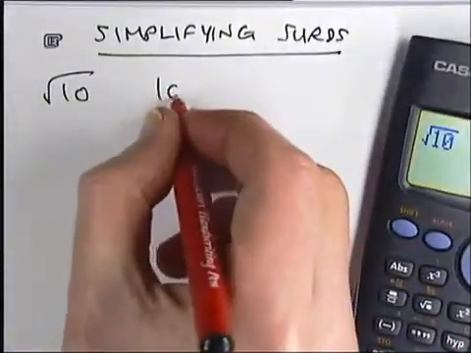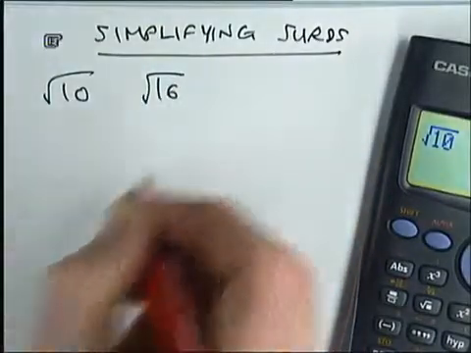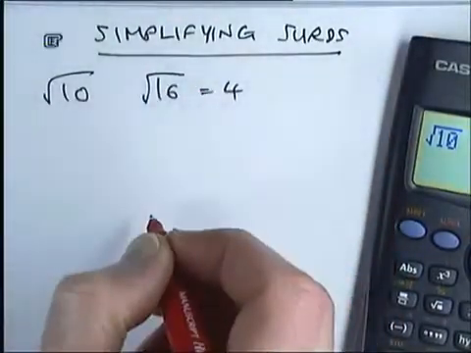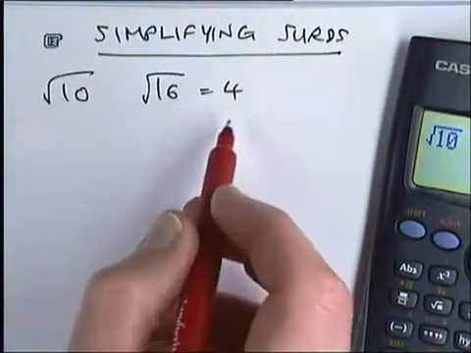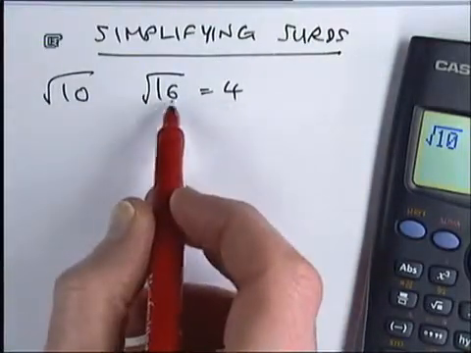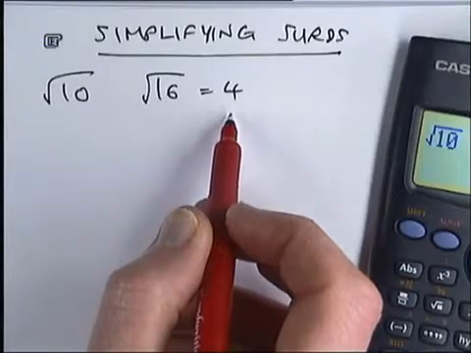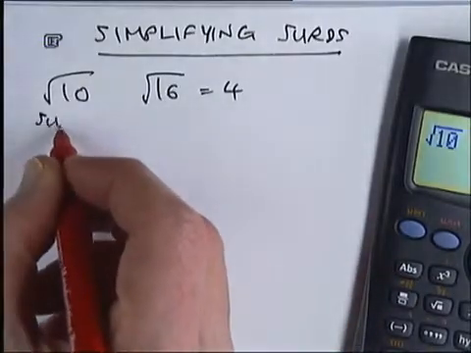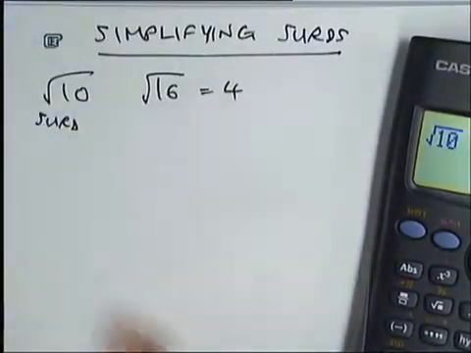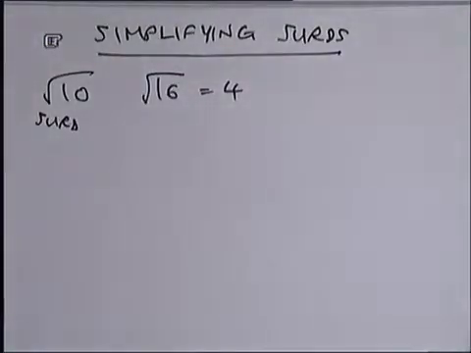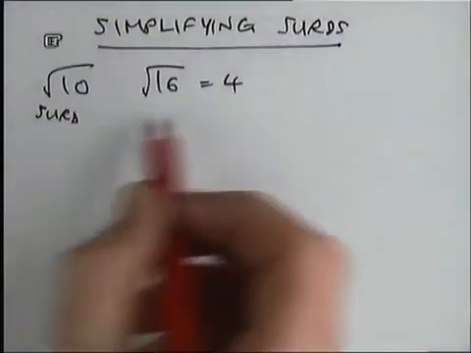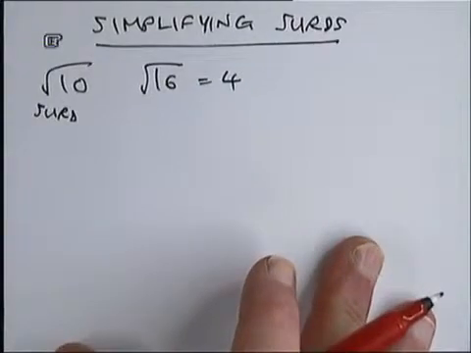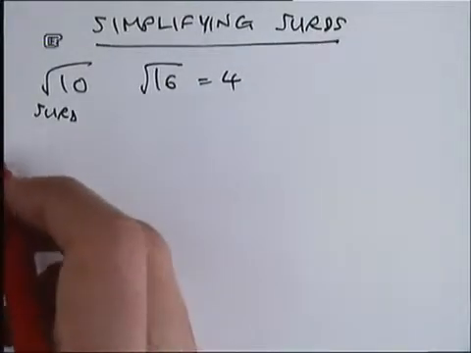Whereas if I did the square root of 16, well, the square root of 16 is 4 because 4 times 4 is 16. So that's not a surd, because root of 16 is just 4 and 4 is an integer, a whole number. So this one is a surd over here, this one here is not. The basic thing is surds are nasty square roots which come out to be nasty decimals. So we're going to look at simplifying some surds.